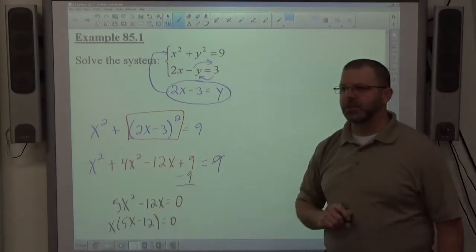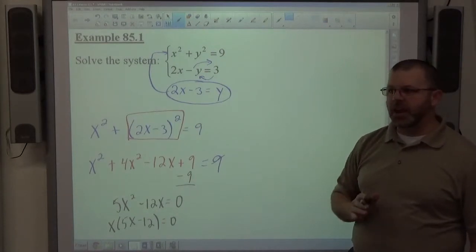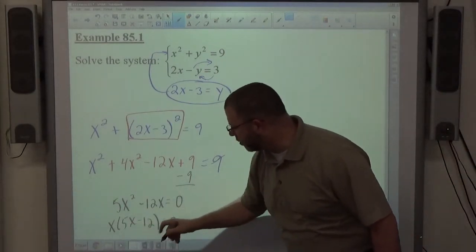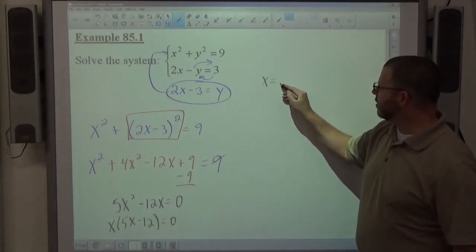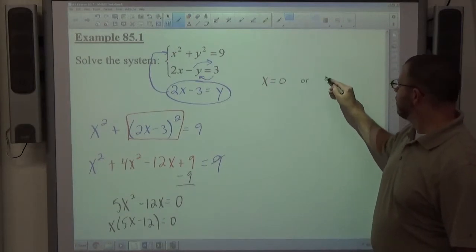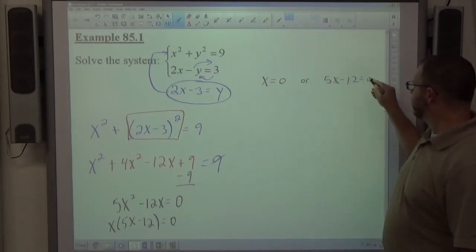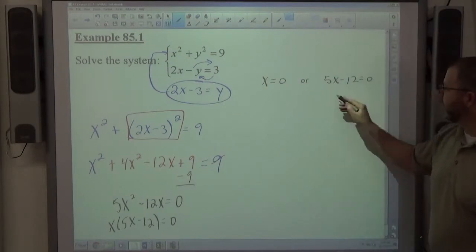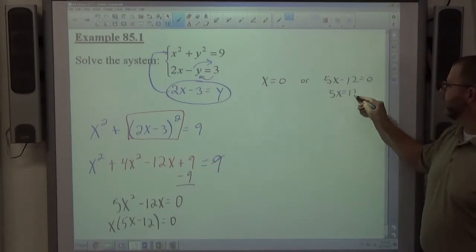Very easily factored. And if you factor out that x, we're left with a factored form equal to 0, which means either x equals 0 or 5x minus 12 equals 0. X equals 0 is already done. 5x equals 12, so x equals 12 fifths.